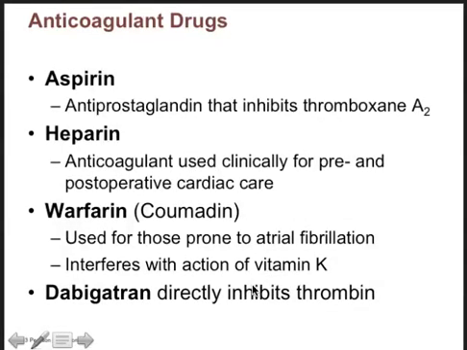Dabigatran directly inhibits thrombin. Okay, so all these are anticoagulants, and they work at slightly different points in the coagulation cascade, but the end product is the same. The blood tends not to clot. Okay. Now you might say, well, wait a minute, vitamin K. Where did vitamin K come in?